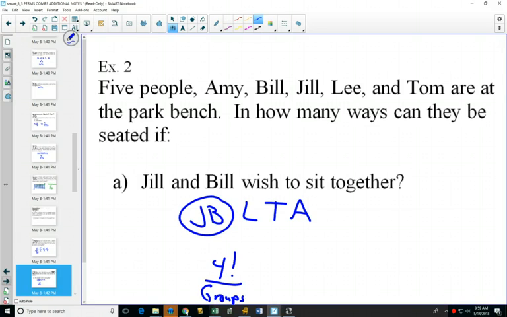And sometimes this question is easier to think of as, Jill and Bill are always together. You can just think of them now as one person. And so now, instead of arranging 4 groups, it's like arranging 4 people. There's Lee, Tom, Amy, and the Jill-Bill, who are never apart.